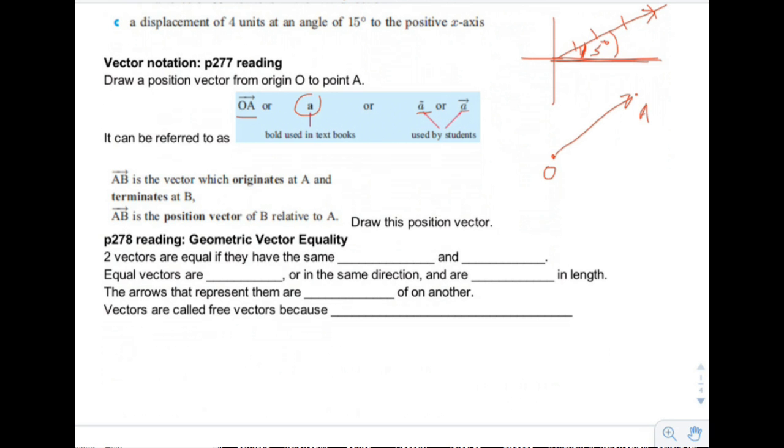AB is a vector which originates at A and terminates at B. Okay, so AB, A, and AB is the position vector of B relative to A. Okay, so they're just saying these are two different ways of saying the same thing. So it's a position vector, starts at A, goes to B in the direction of B. Okay.